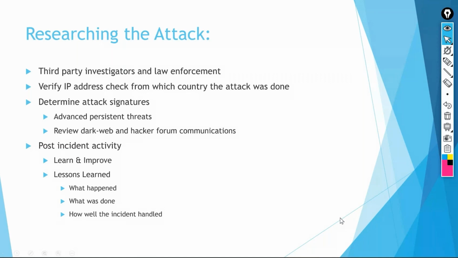Once you have done all this, the next step is post incident activity: learn and improve. What you could have done to prevent this incident from happening. So you need to learn and improve. Lessons learned: what happened, what was done, and how well the incident was handled.